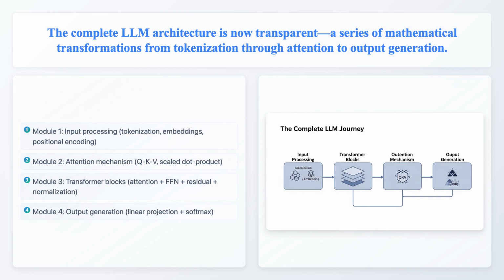Module 3 explored the transformer block, how attention combines with feed-forward networks, residual connections, and layer normalization to create deep trainable architectures. Module 4 completed the picture with output generation, how linear projections and softmax functions convert internal representations back to probability distributions over vocabulary tokens. You now understand the mathematical foundations that power every major LLM, from GPT to Claude to the models you'll build in your own research. This knowledge transforms you from a user of AI into a potential creator and innovator. The black box is now transparent, and the path to contribution is clear.